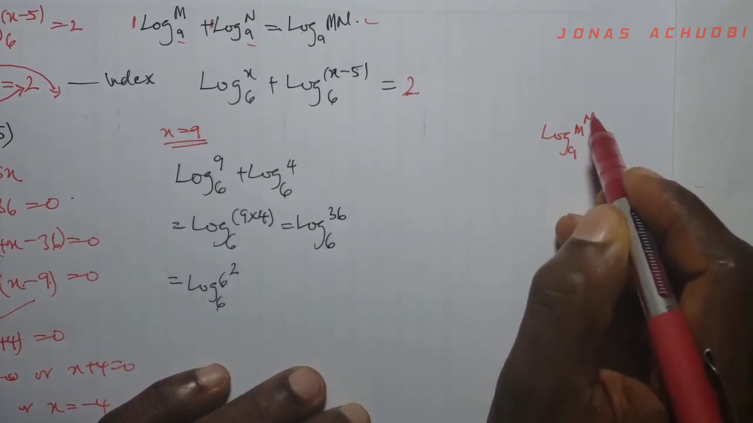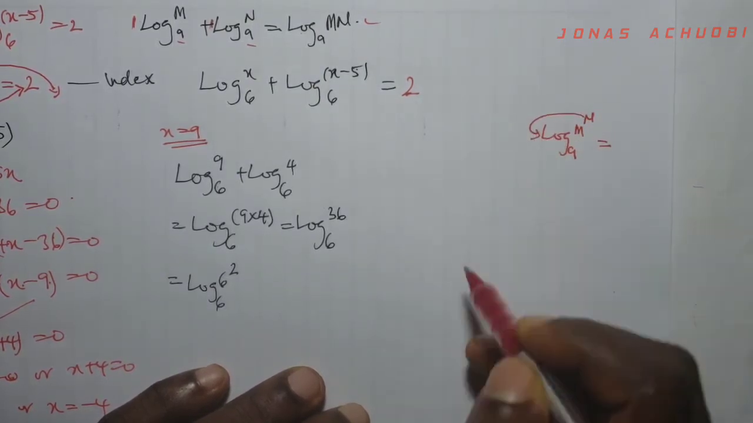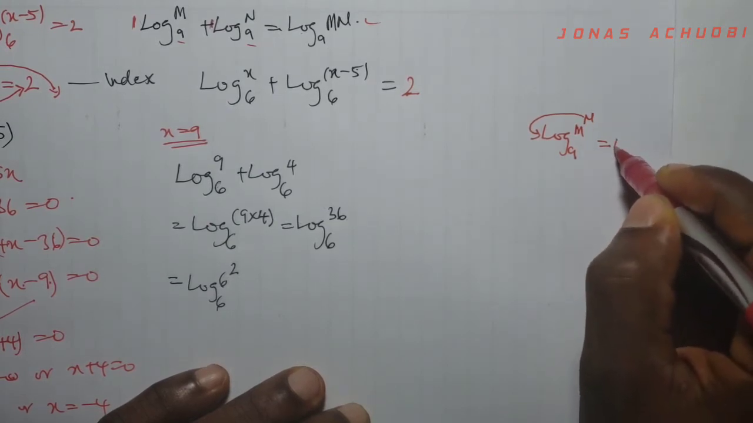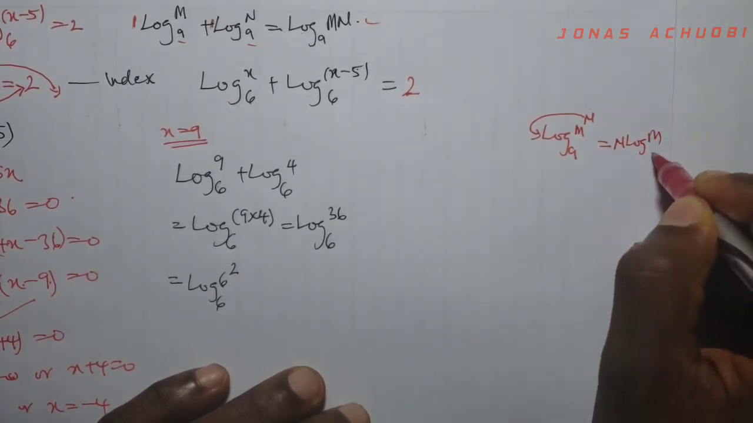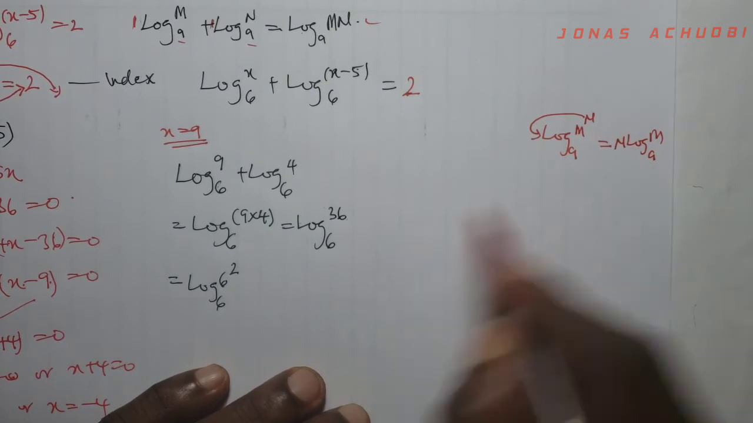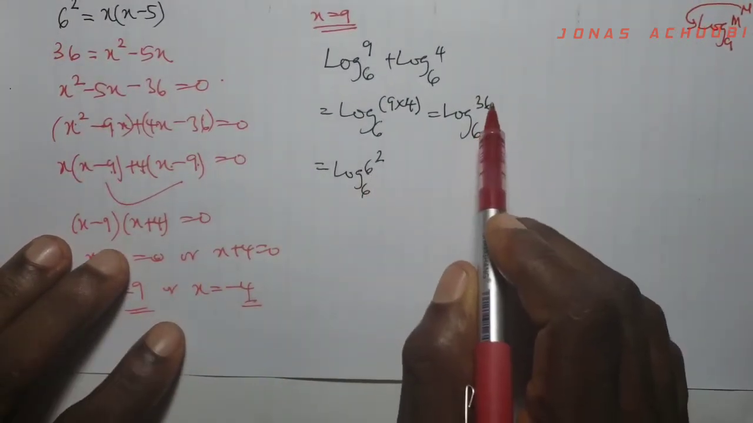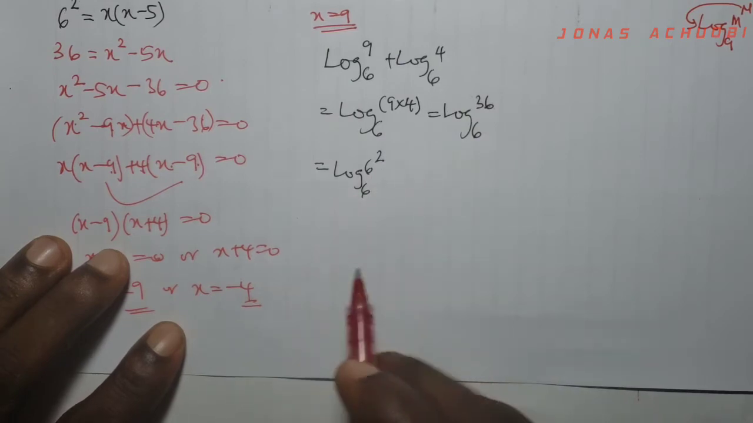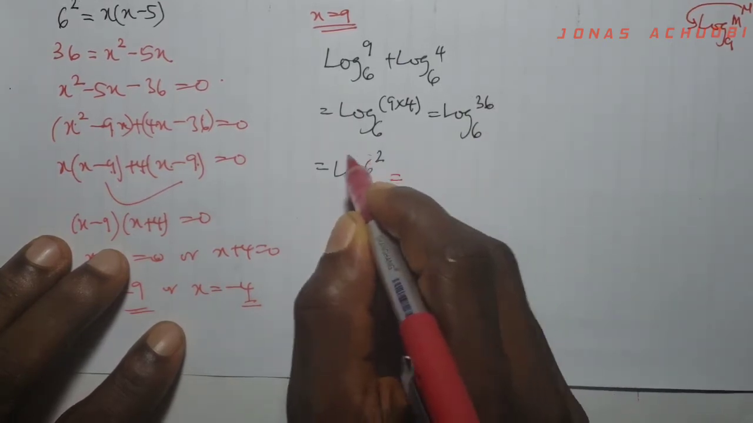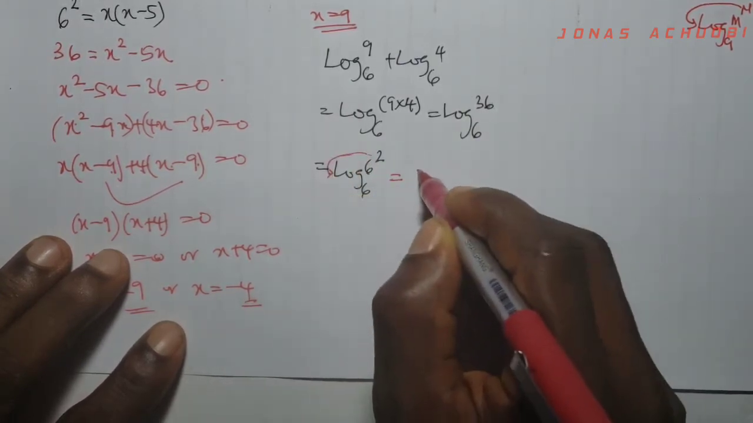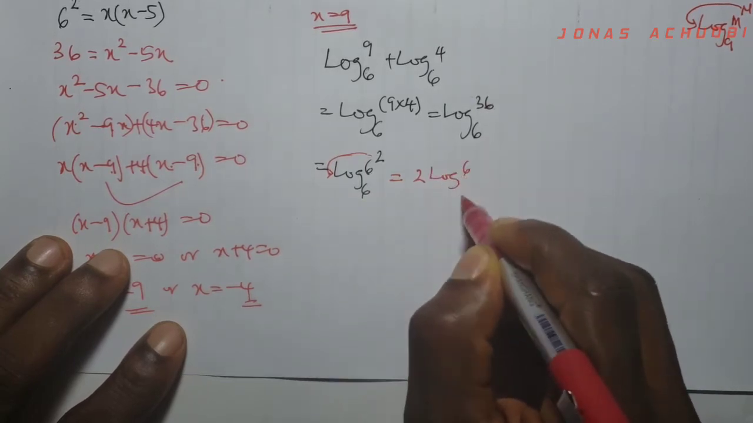That when the log has a power, we can push the power over here, and that becomes n log m in base a. So we want to apply this law here now. So here we have log, because we have written 36 as 6 squared. So we can now write this as 2 can come this way, and that becomes 2 log 6 in base 6.